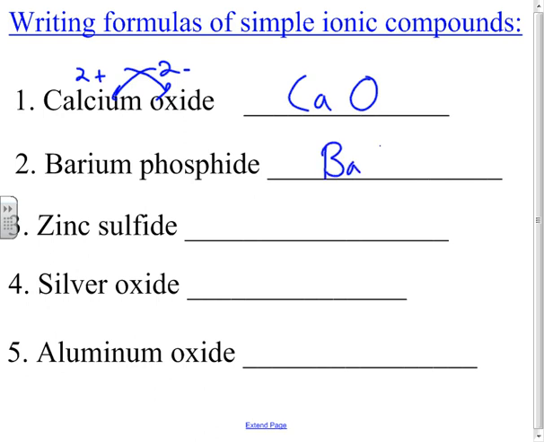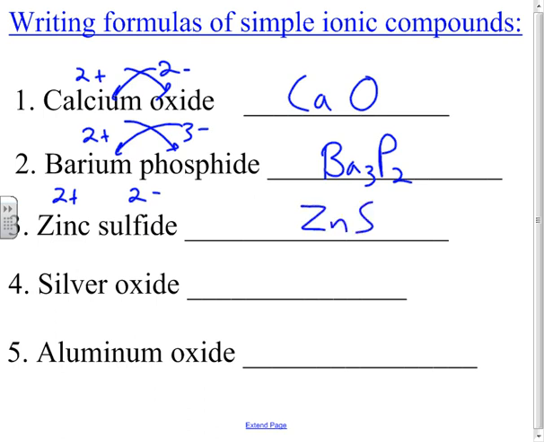Barium and phosphorus makes barium phosphide. Barium is a 2+ charge. Phosphorus is a 3- as the phosphide ion. And now we're going to switch, so we have the same number of electrons gained as lost, and that makes this compound Ba3P2, barium phosphide. Zinc is a 2+, sulfur is a 2-, and so again, zinc needs to lose 2 electrons, sulfur needs to gain 2, and so that's going to be a 1-to-1 ratio, so zinc sulfide.